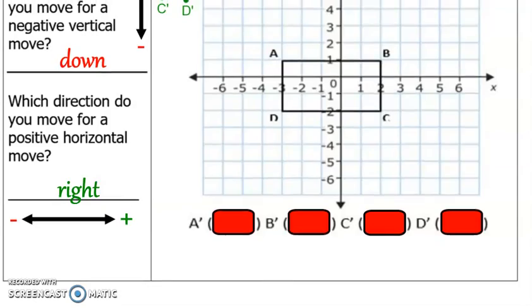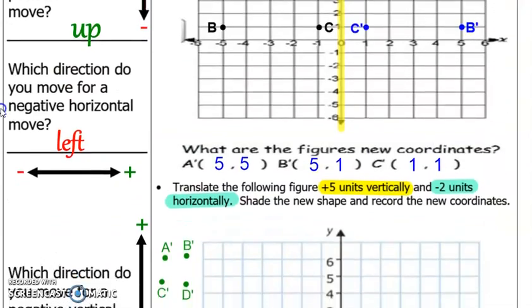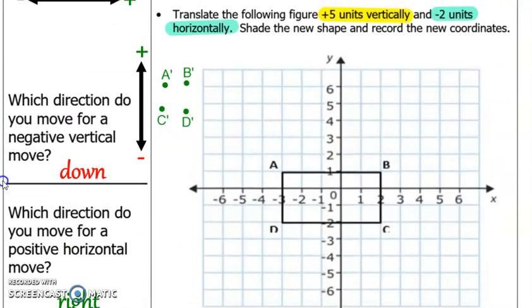So now I'm just going to go up to our last example for these notes, and it's going to be our translation. The directions say translate the following figure plus 5 units vertically and negative 2 units horizontally. Then we're going to shade the new shape and record the new coordinates. I noticed that I already have figure ABCD in the coordinate plane for me, and I just need to figure out what the directions are telling me.